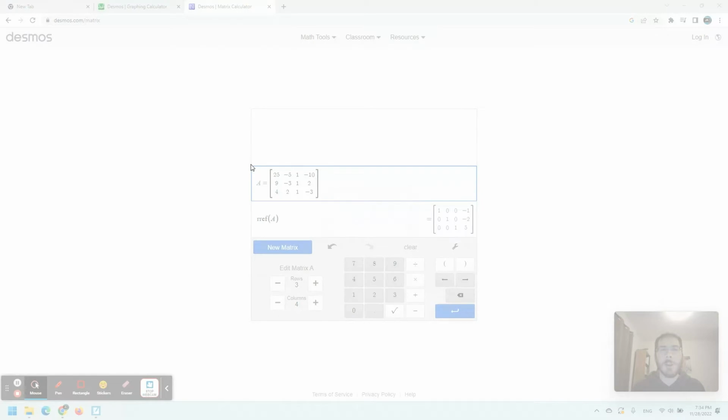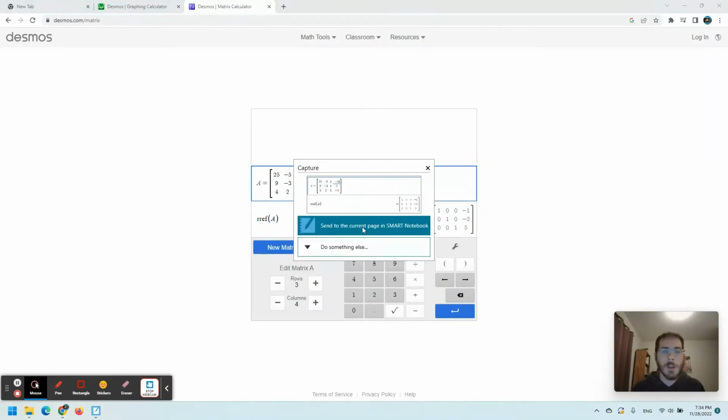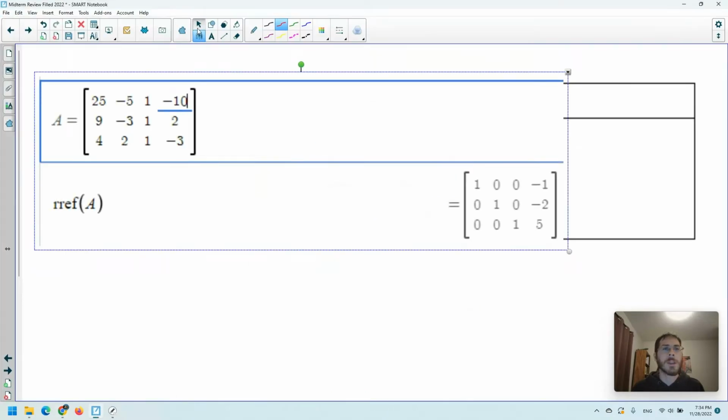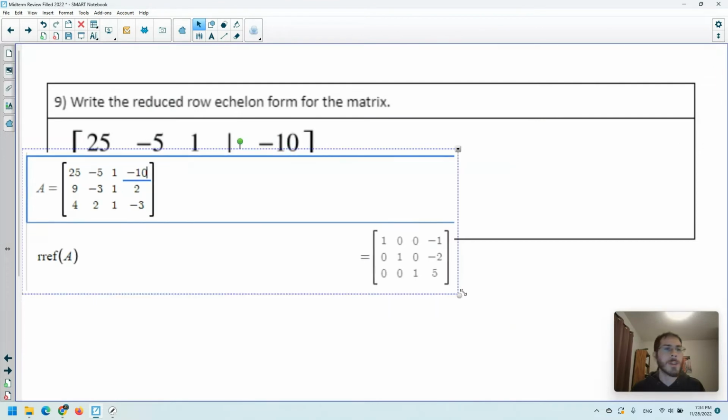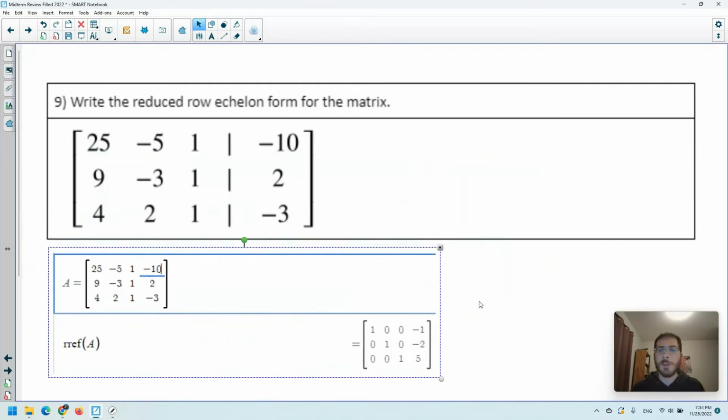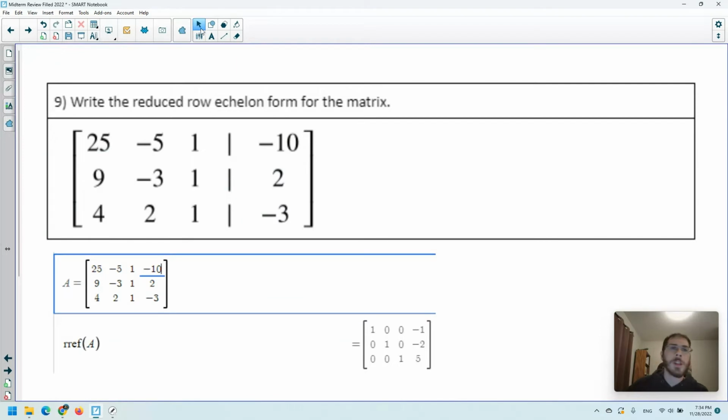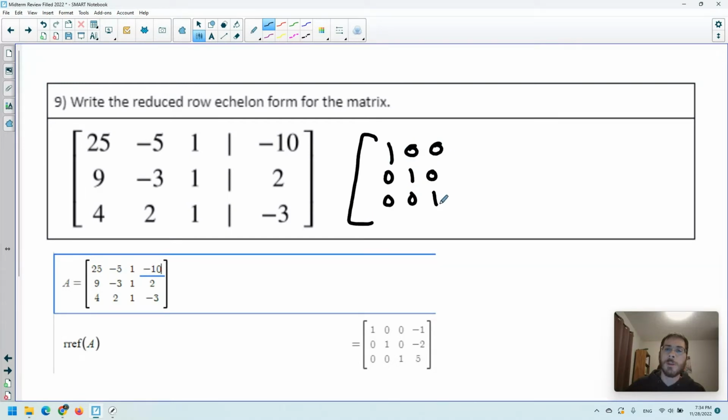So again, I saw what I messed up and I fixed it. Same idea we want to do when we're taking the test. Probably don't need that negative 10 underlined to show how bad I messed up, but that's okay. So final answer, since we're writing the row reduced echelon form, we do want to write this as the answer: 1, 0, 0, 0, 1, 0, 0, 0, 1, negative 1, negative 2, 5. And that's it. We're all set. That's what we got for number 9.